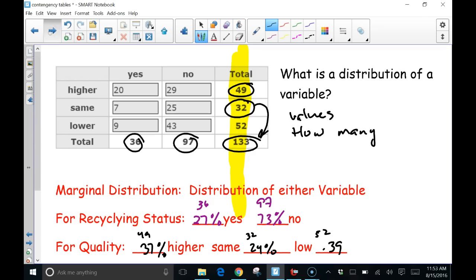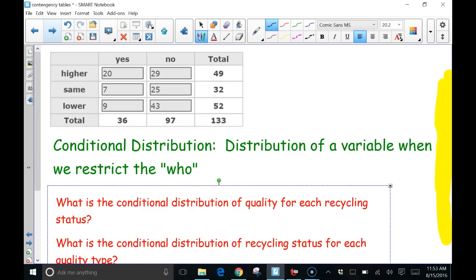Okay, next up is what we call a conditional distribution. It's basically a distribution of a variable when we restrict the who. Now, you've all had restrictions before. Your mom and dad say, hey, you can't go to the movies unless you do your homework. They're putting a restriction on you. Well, that's exactly what a conditional distribution does. It puts a restriction on you.